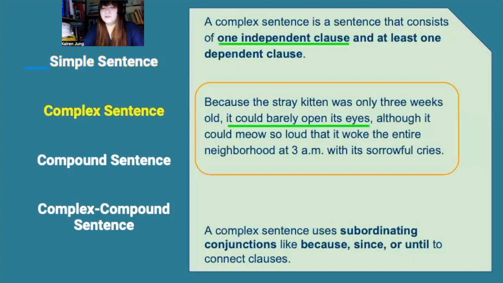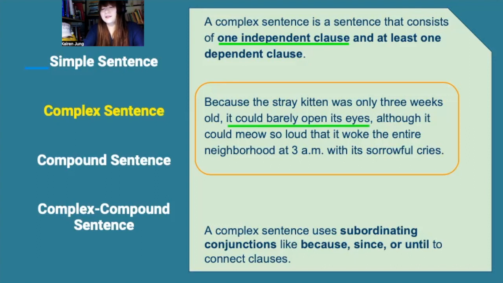Now let's look at complex sentences. A complex sentence is a sentence that consists of one independent clause and at least one dependent clause. Now, remember that dependent clauses cannot stand alone as sentences, and a sentence must contain at least one independent clause to be considered a sentence. Note that the independent clause here is underlined in green.